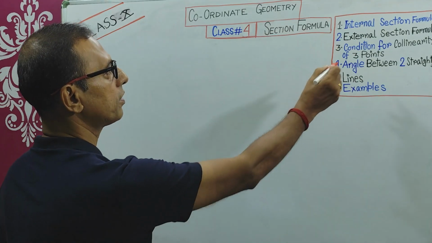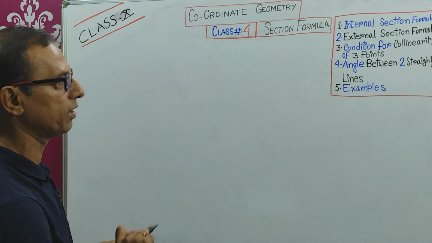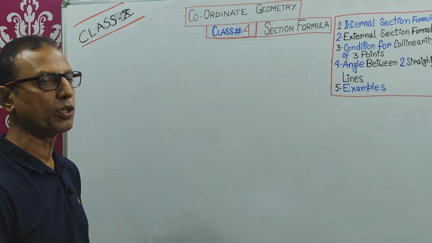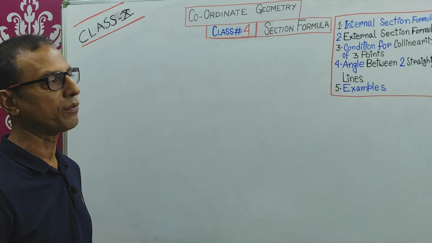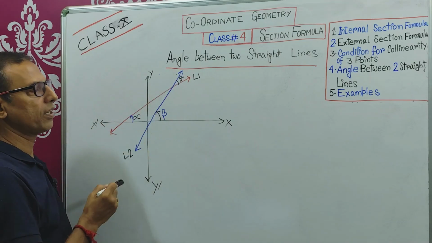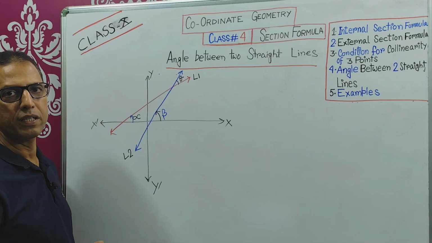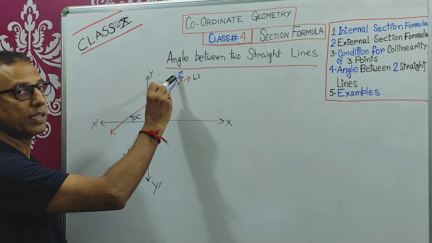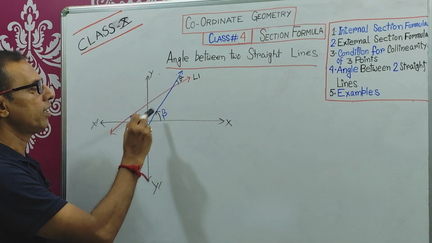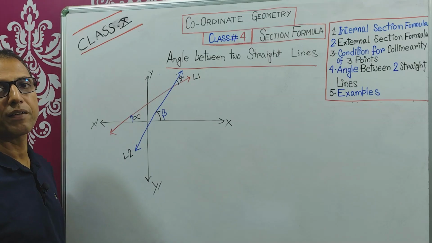Now we will find out the angle between two straight lines. First of all, you understand the formula, because the formula will be utilized in your problem sums. Nobody will ask you to derive the formula, but still I will quickly show you. Given two straight lines, you are asked to find the intersection angle. First let me tell you the formula, and then I will derive it.